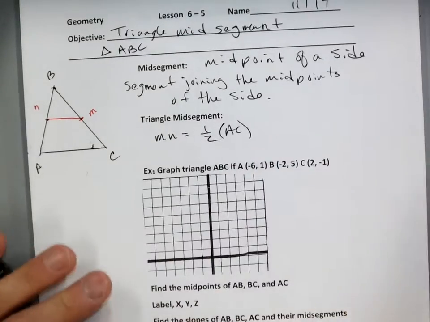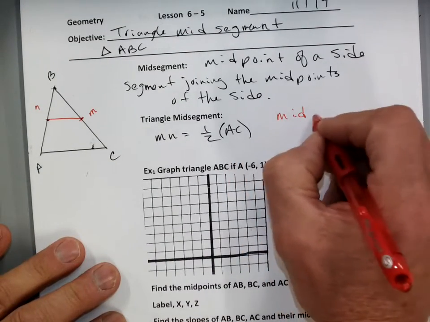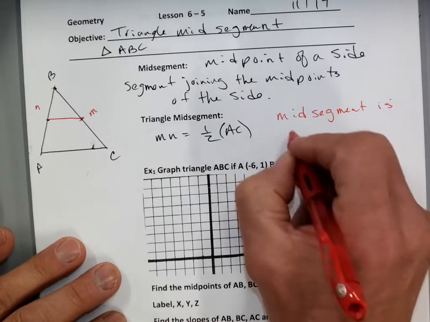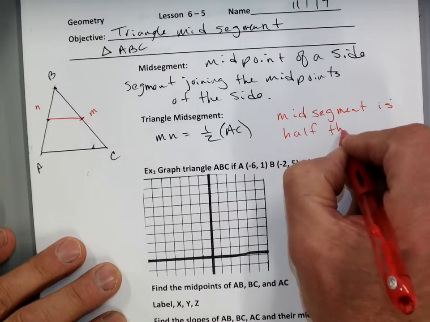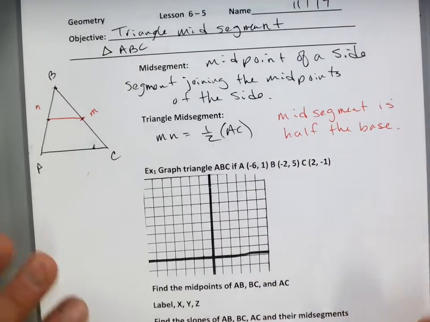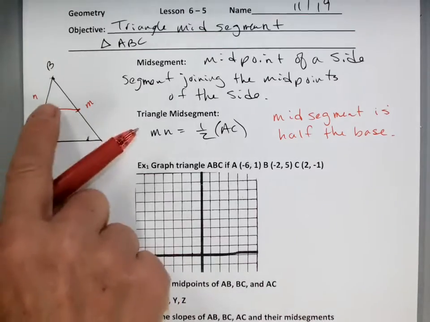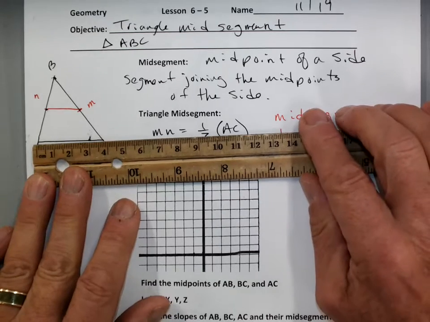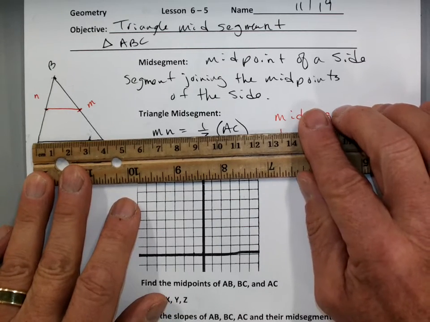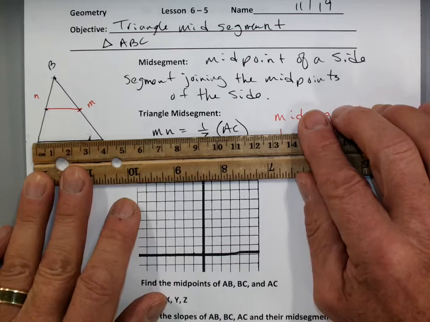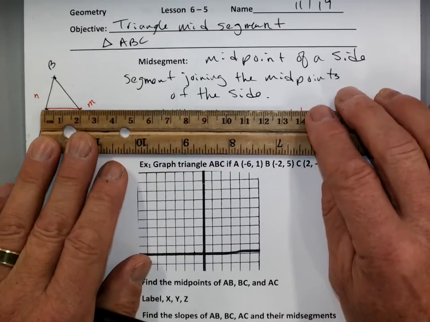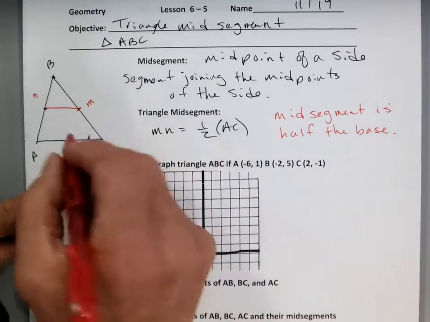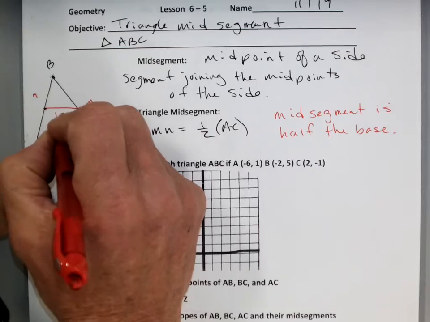Or in words, the mid-segment is half the base. Okay, that's pretty easy. So that means this length should be half of this. So I'm just going to measure. Check it out. That's about maybe 3.8, and this should be 1.9. Wow, I think that's pretty good. I just measured it, I got 3.8, and I got 1.9. It actually worked, didn't it?